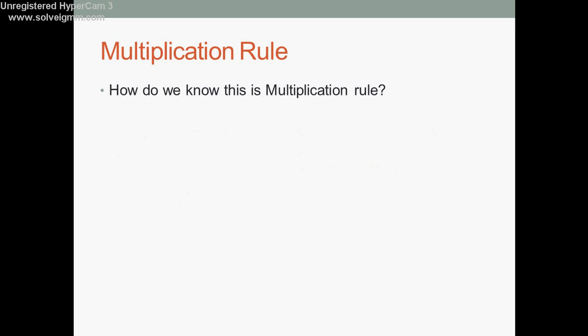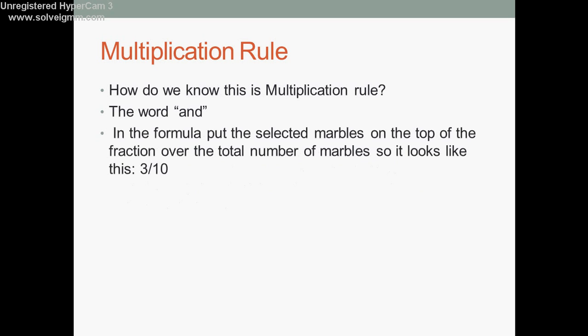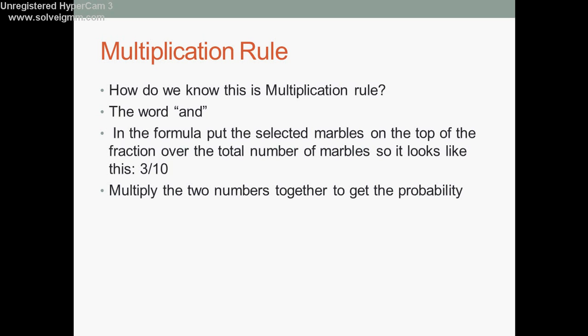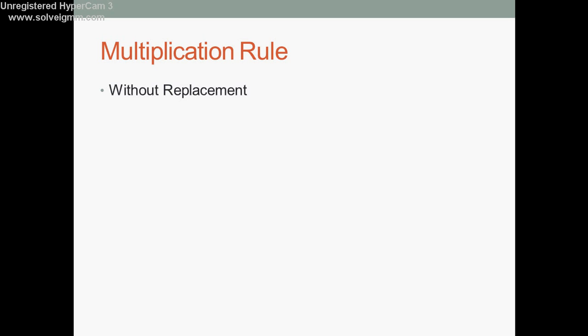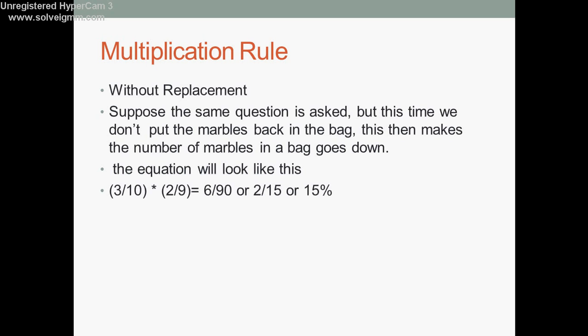How do we know this is multiplication rule? The word "and." In the formula, put the selected marbles on the top of the fraction over the total number of marbles, so it looks like this, 3 over 10. Multiply the 2 numbers together to get the probability. And the answer is 9%. This is with replacement. For the next example, we will not be replacing the marble. It makes the total go down. The equation will look like this. And the answer is 15%.